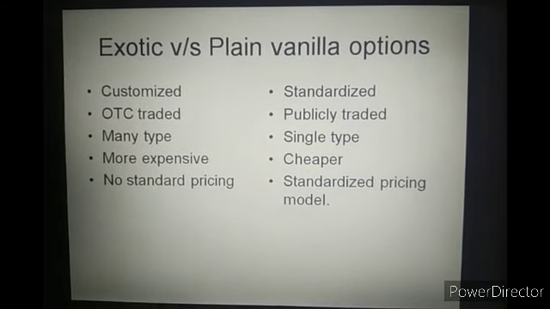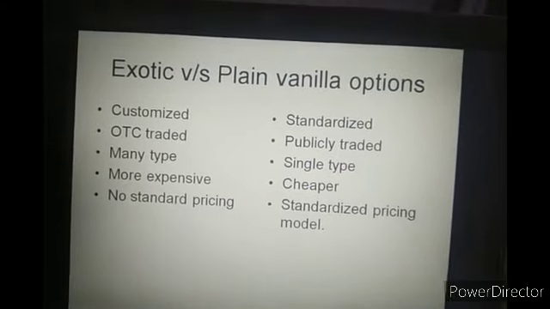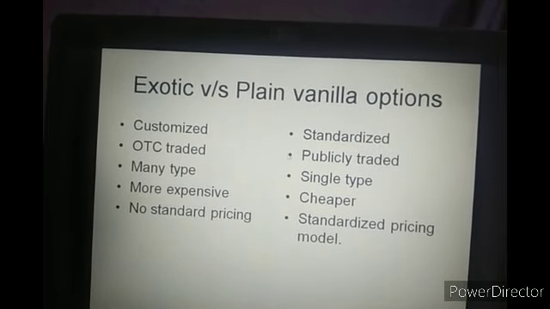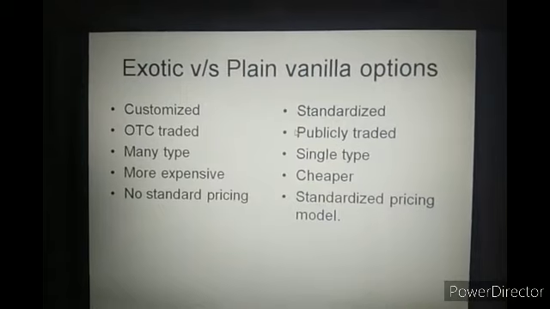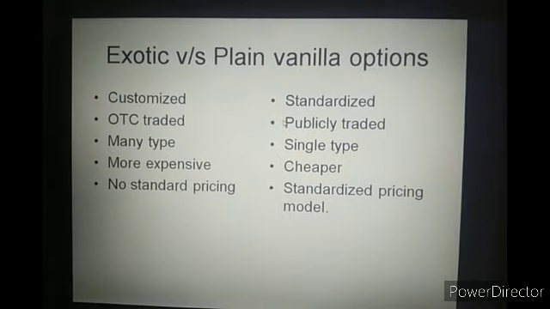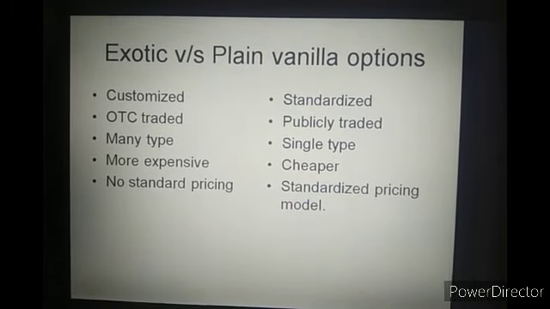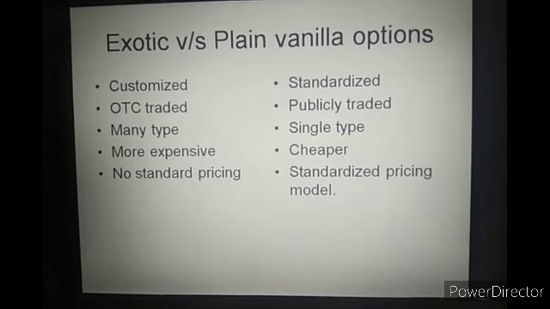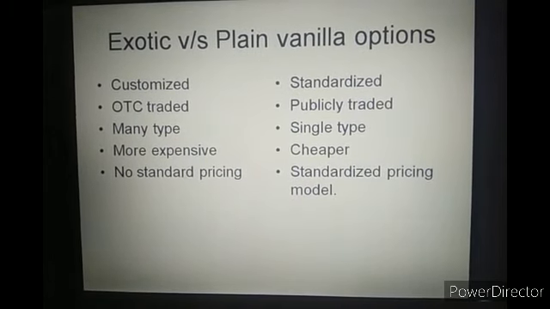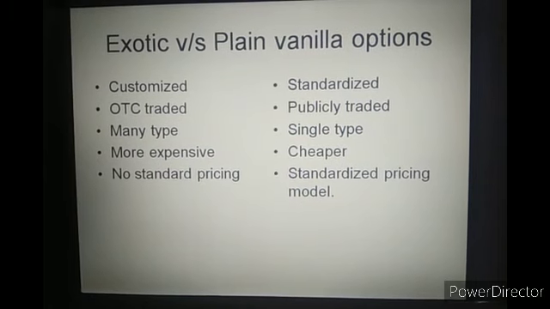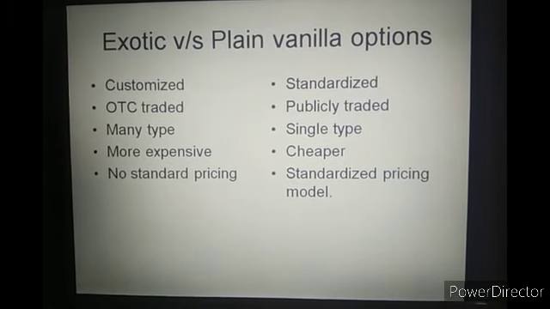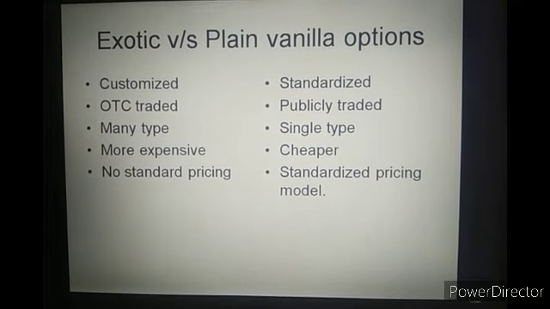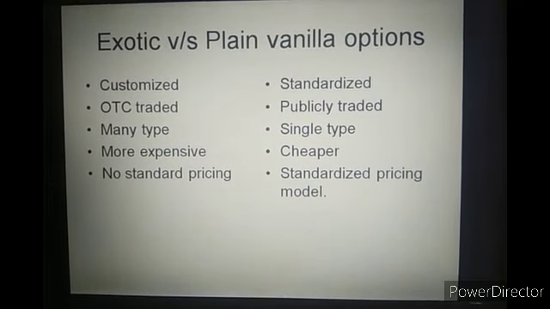So this part is your exotic option, and your right-hand side is about the plain vanilla. So that is the exotic option. The first point is customization. Customized means it is tailor-made as per your requirement. You can modify the terms and conditions, exercise price, strike price, time period, everything. But in a plain vanilla option, you have to follow the standard set by the exchange.